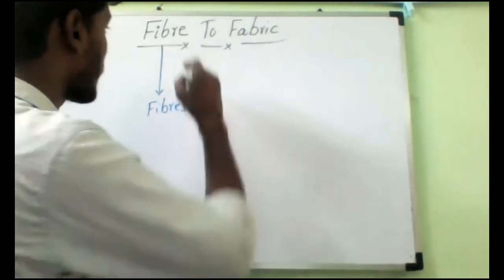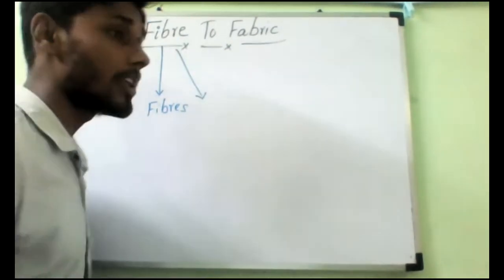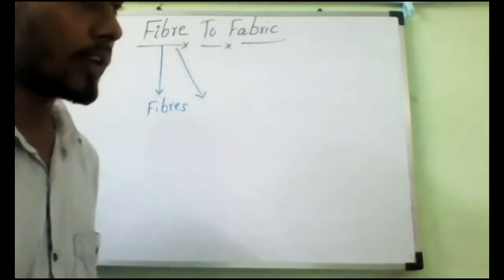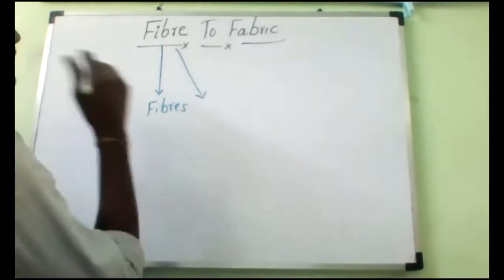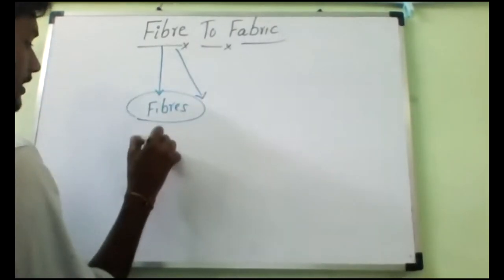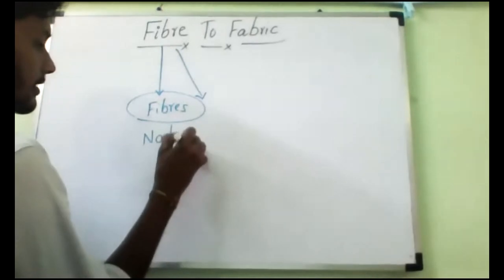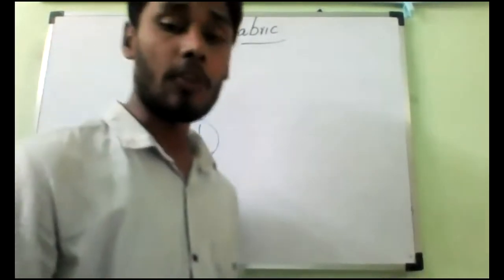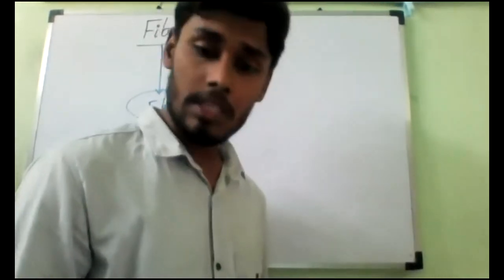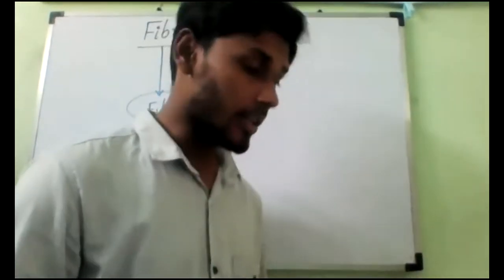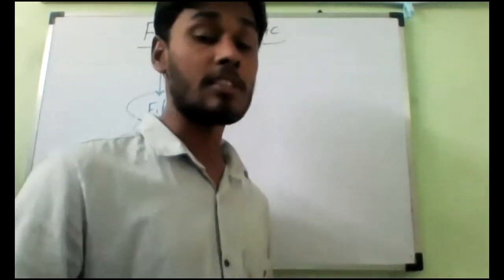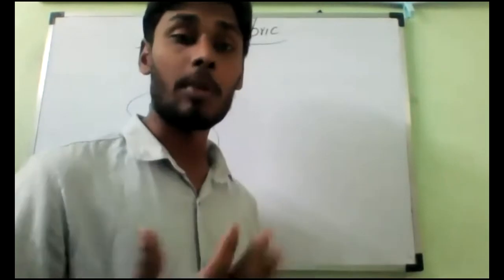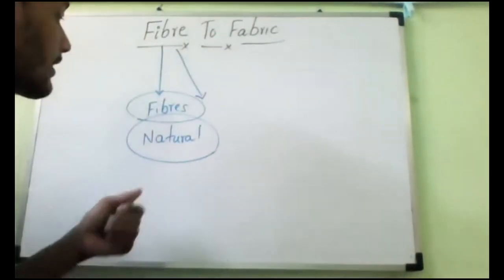We have two types of fibers. One is natural and the other is artificial. Artificial is secondary, forget about it. So coming to the fibers, first we'll consider the natural fibers. Can you say what is natural? Natural means which is coming from plants and animals, which is not synthesized by chemicals or a chemical process.